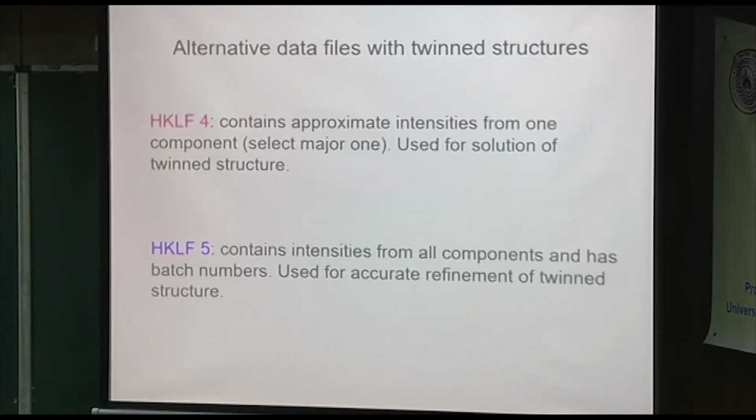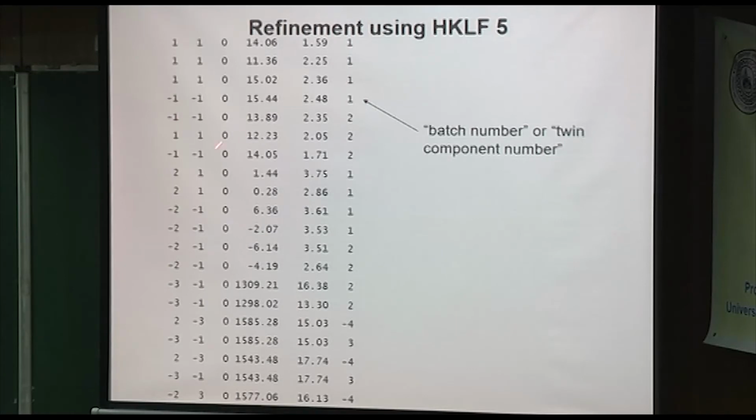Come back to that. Here's the difference between HKLF4, which is what you normally use, and HKLF5. So HKLF4, as you probably realize, is the standard HKL. It has HKL, intensity, and sigma intensity. So just those 5 terms. If it's HKLF5, it contains something called a batch number. And I think I have an example here, yeah. So here's HKLF5. HKL, intensity, sigma intensity, and then the batch numbers.